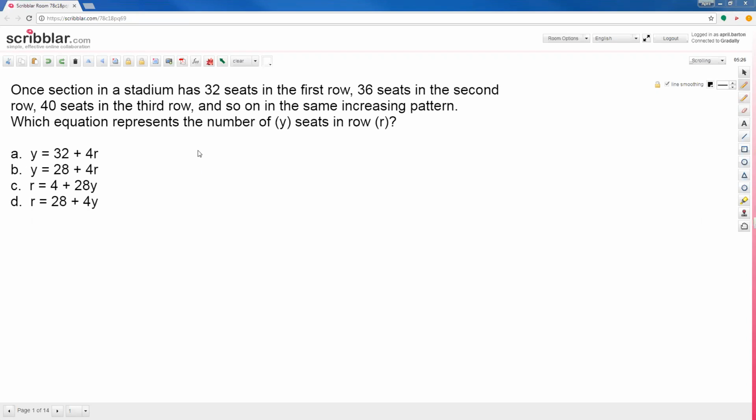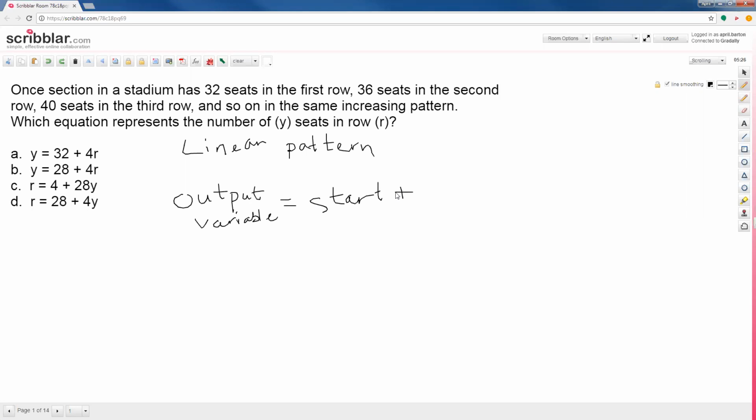So when we have a linear pattern, and this one is specifically a linear pattern, they might want us to actually find this equation. So in general, the linear pattern equation is the output letter or variable equals the starting amount plus the changing amount, sometimes called rate of change or slope, times the input variable.